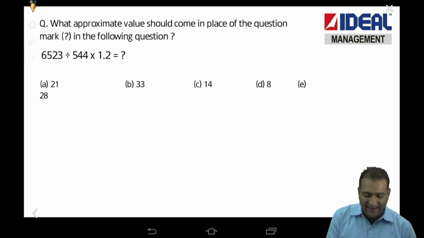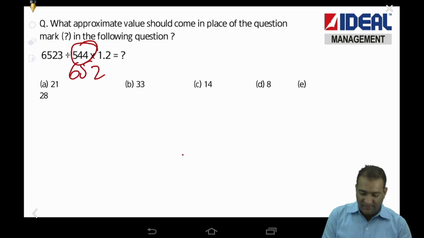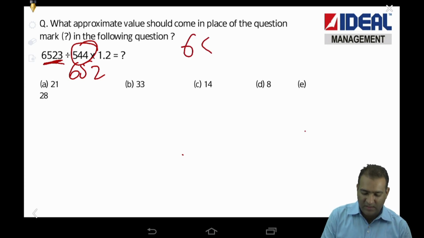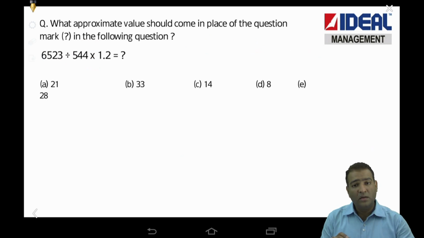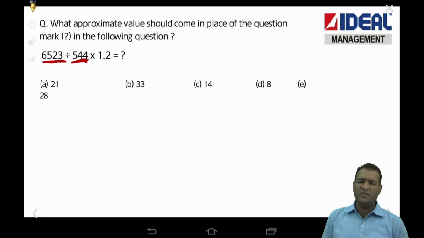When you divide this by this, instead of 544, assume this is 652. It's just an assumption, remember. Now, if this was 652, my answer would have been easily 10. So assume this is 6520 divided by 652. There's no need to do that; for explanation, I am telling you. Assume this to be 6520 and this to be 652, because a lot of approximation is possible.